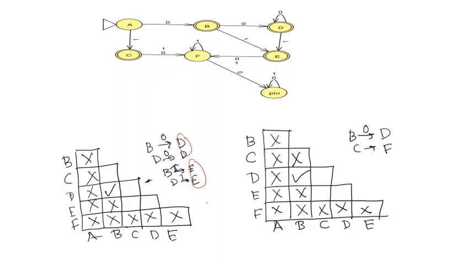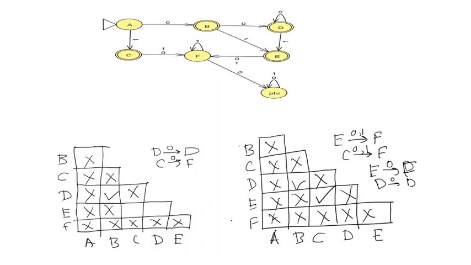Next we check whether B and C are distinguishable or not. Taking 0 from B, we go to D, and taking 0 from C we go to F. So DF is already a distinguishable set, so we mark it distinguishable. Now next we check C and D. From D taking 0 it goes to D, and from C taking 0 goes to F. DF is also distinguishable, so we mark it as a distinguishable state.